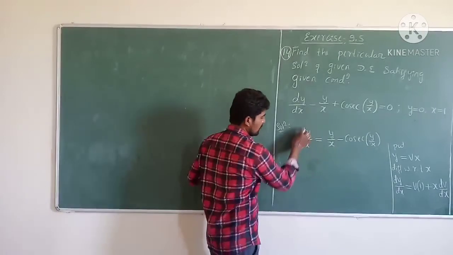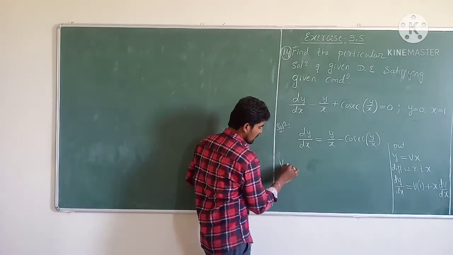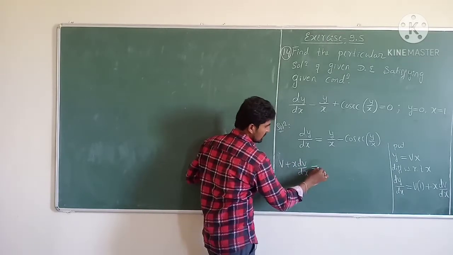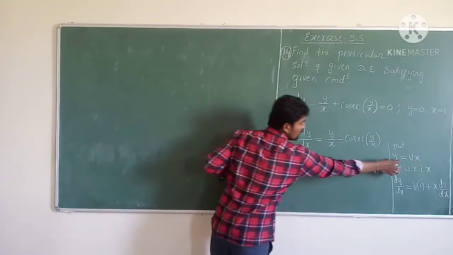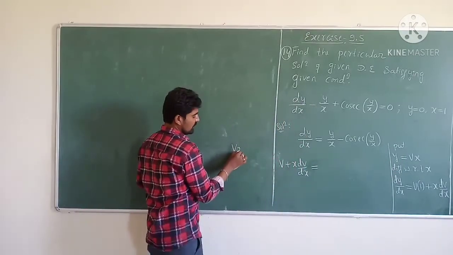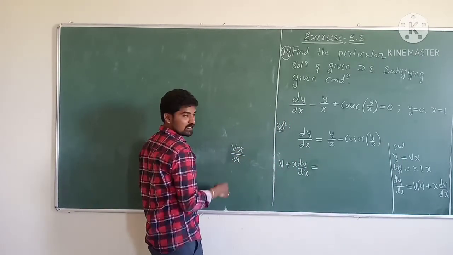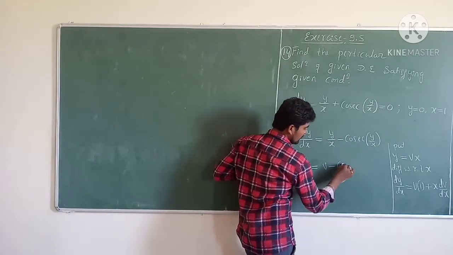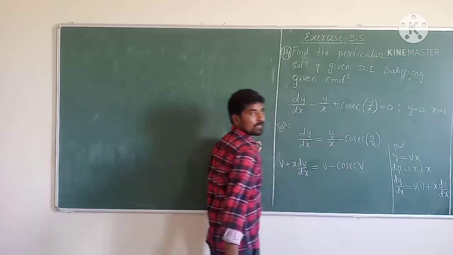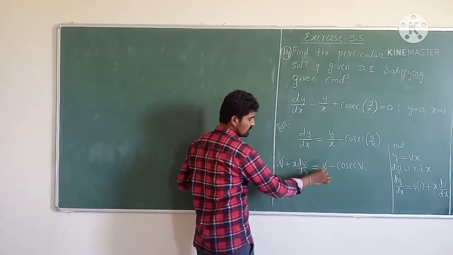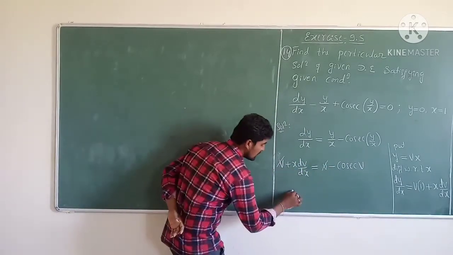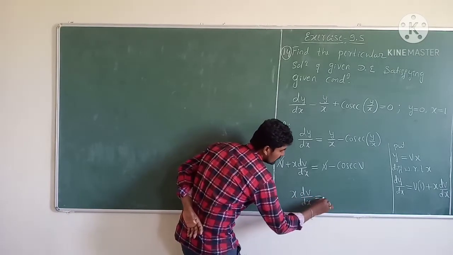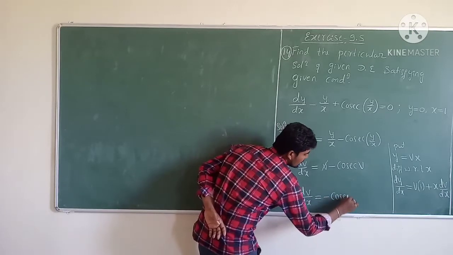We get dy by dx is v plus x into dv divided by dx, which is equal to y by x. The value of y is vx, so vx divided by x. x and x cancel, giving v, minus cosecant y by x means cosecant v. Now this v and this v get cancelled. The remaining thing is x into dv divided by dx is equal to minus cosecant v.